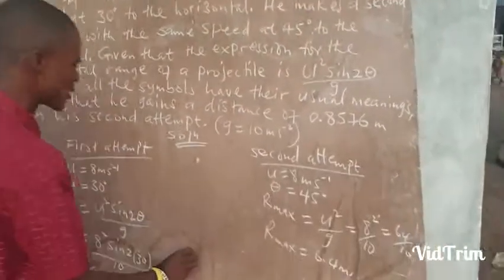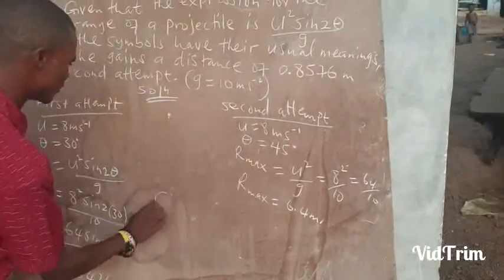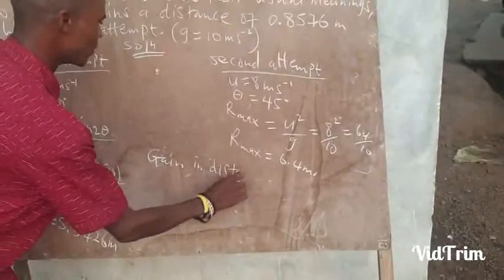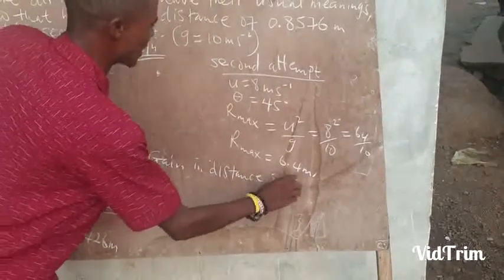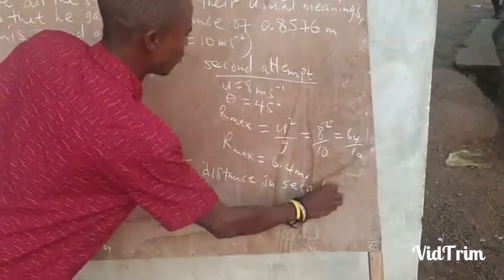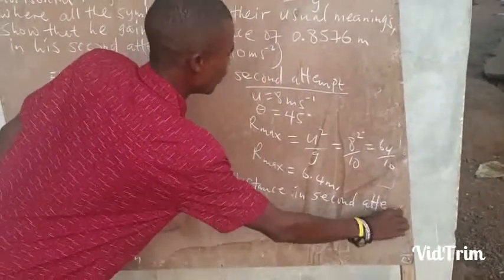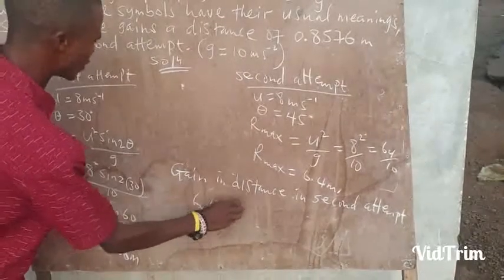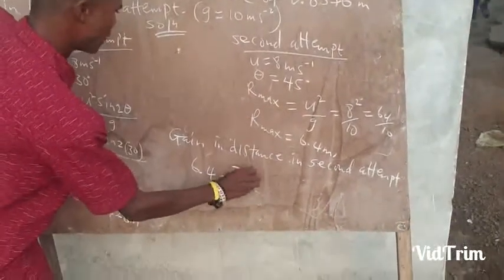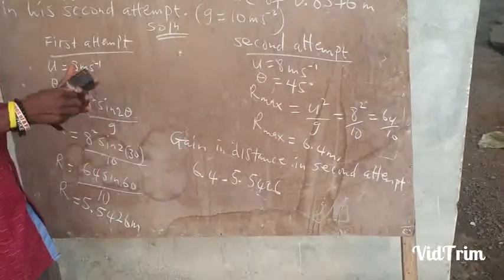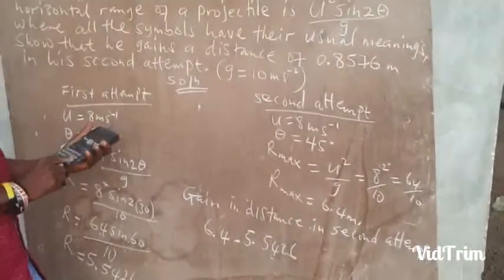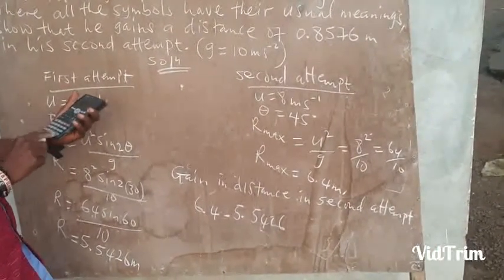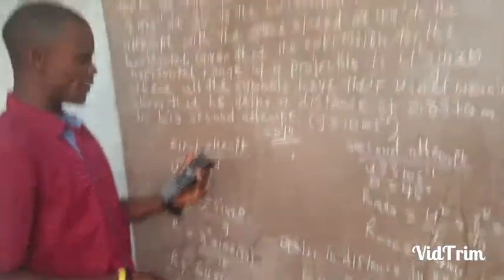So we have the right to now say gain in distance in the second attempt will be the final value we have here, which is 6.4 minus 5.5426. If I do that, I get 0.8576.